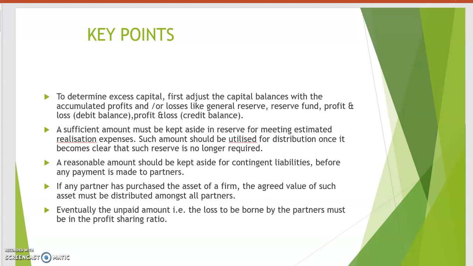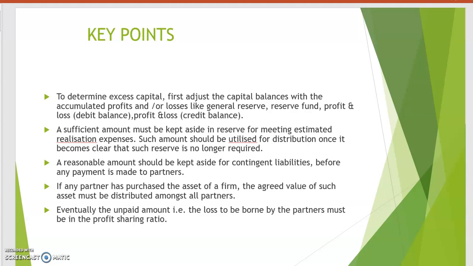Now we discuss the last point, the key points you have to remember while calculating the surplus capital. To determine excess capital, first adjust the capital balance: add accumulated profit, less accumulated losses, add general reserve, reserve fund, and the P&L account if it is on the debit side or appears on your liability side. Reduce loss, the profit and loss credit balance, if the profit and loss appears on your asset side. Then a sufficient amount must be kept aside as reserve for meeting estimated realization expenses. Such an amount should be utilized for distribution once it becomes clear that the reserve is no longer required.